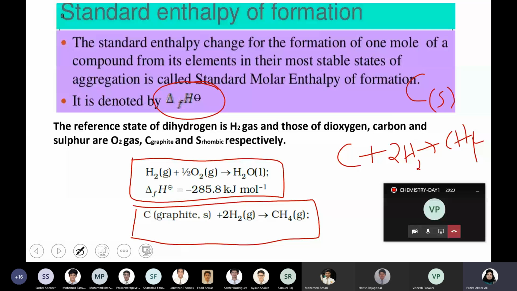You don't have to memorize any values by heart. It will be given if there is any numerical. This is just for your understanding. They have given what it is.